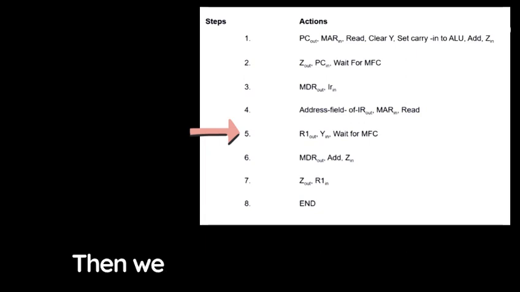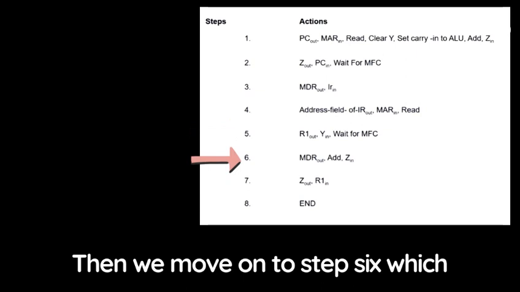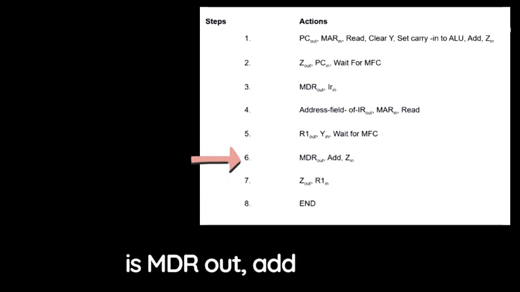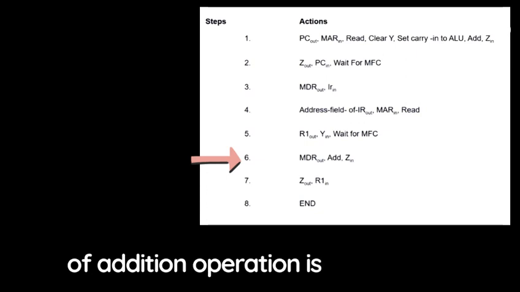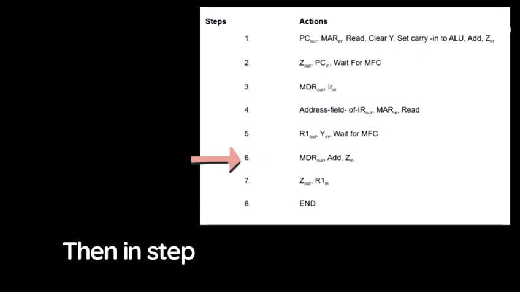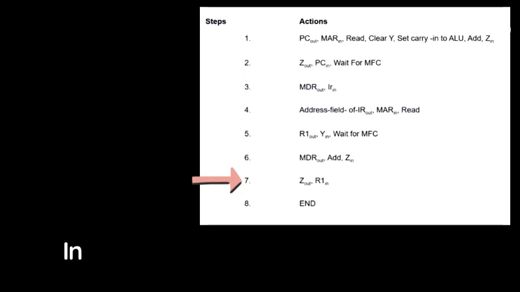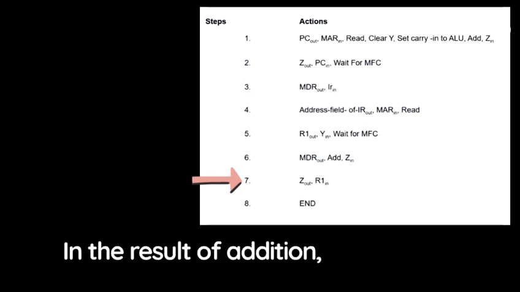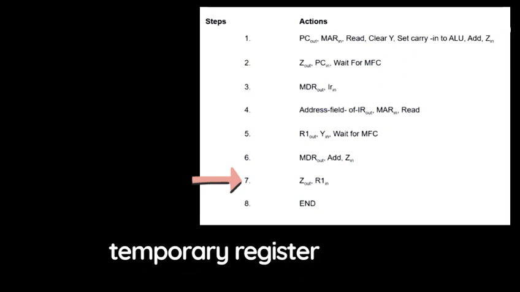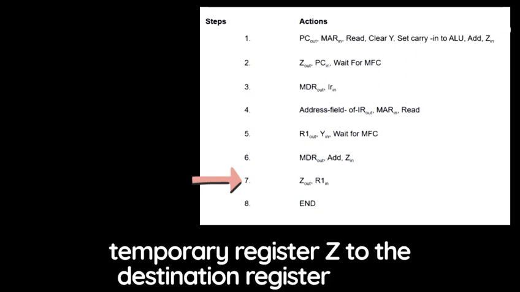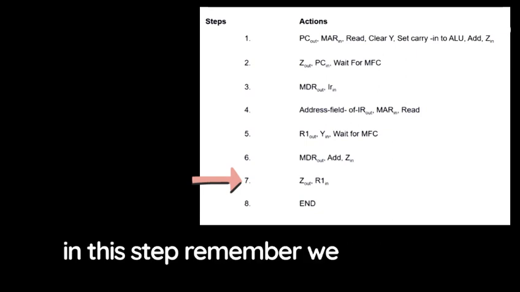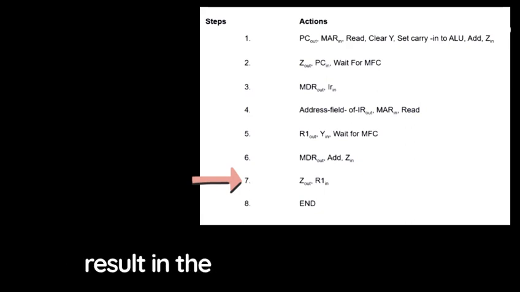Then we move on to step 6, which is MDR out, add, and Z in. In this step, the addition operation is performed. Then in step 7, we see Z out and R1 in. The result of the addition operation is transferred from temporary register Z to the destination register R1 in this step. Remember, we wanted to store the result in the R1 register itself.